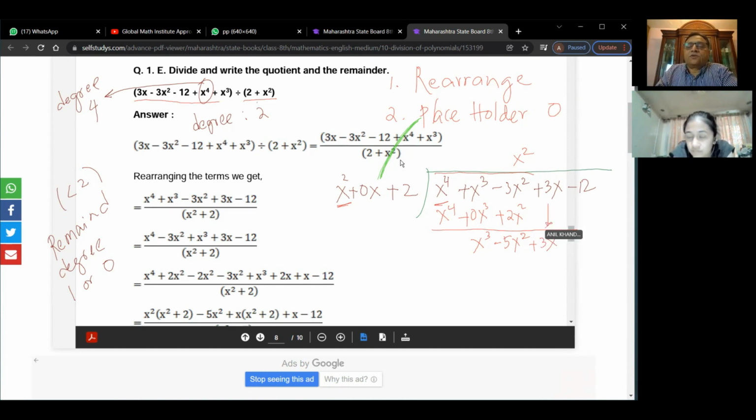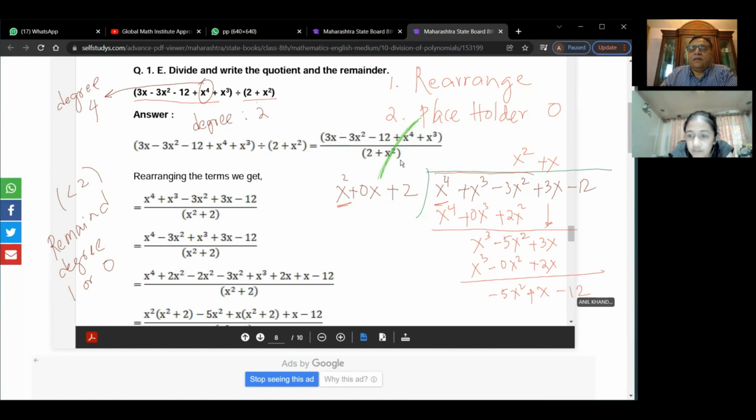How many times will x square go into x cube? Only one time, right? Only x. Multiply by x square, you get x cube minus 0x square plus 2x, correct? Now again take away. So from minus 5x square, when you take away, you get minus 5x square. And here you get x, correct? 3x minus 2x, x. And bring down minus 12.